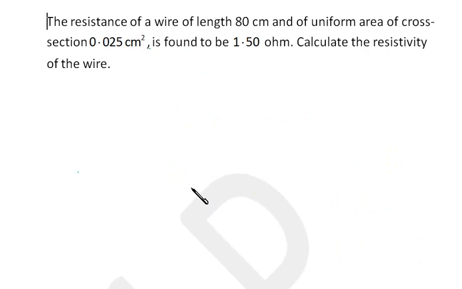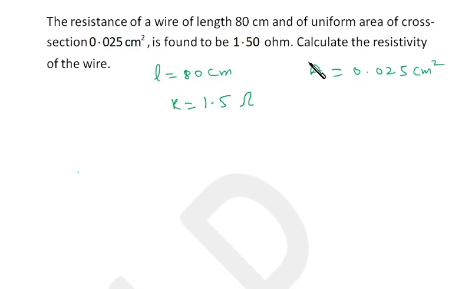Now friends, let's see this problem. The resistance of a wire of length 80 centimeter and of a uniform area of cross section 0.025 centimeter square is found to be 1.50 ohm. So resistance is 1.5 ohm. We have to calculate the resistivity.